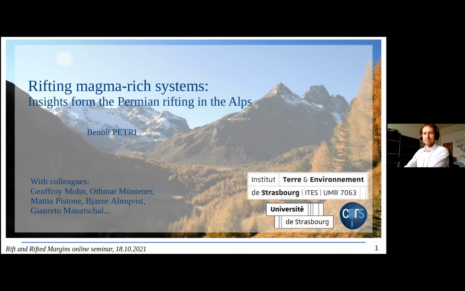Okay, so I will present you some observations and some lessons that we can take from the Permian rift system that is well documented in the Alps, and that gives insights on some aspects of rifting in magma-rich systems. And of course, these results are not only made by me, but also by collaborations with many colleagues.